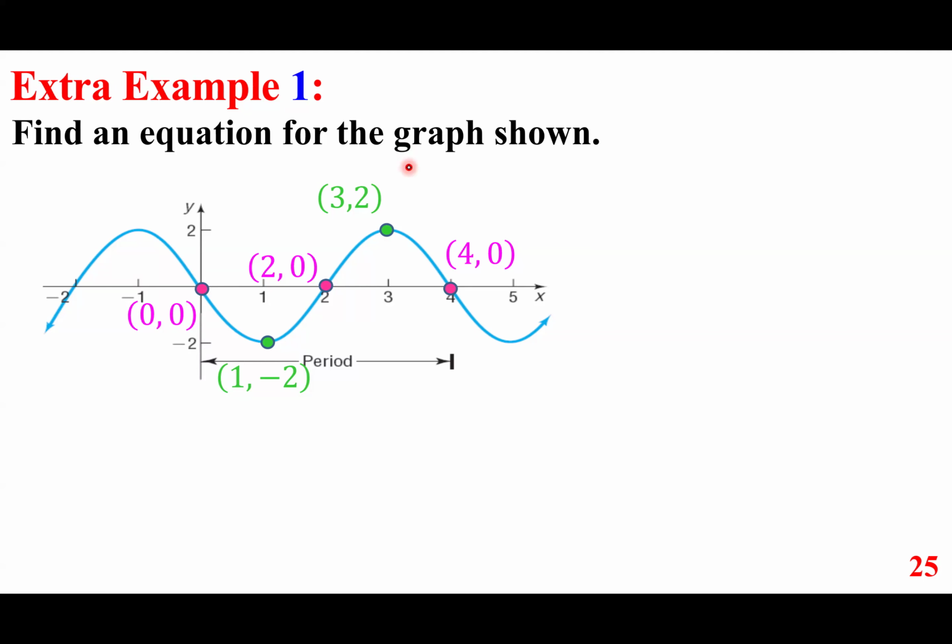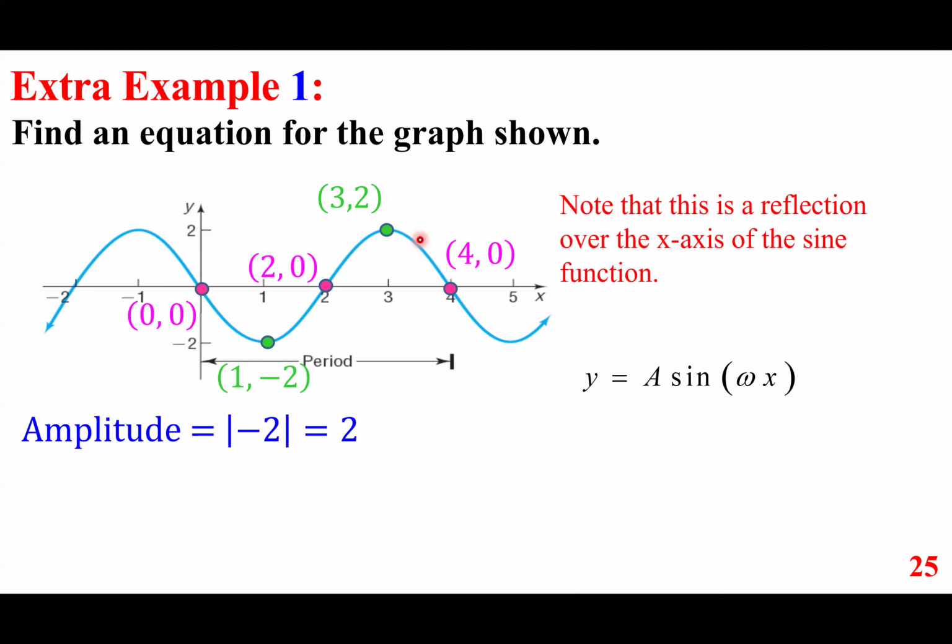So definitely this is a sine function. Looks like a sine function, in fact, that has been inverted. So a sine omega x. And there is no phase shift. Why not? Because it starts from 0, 0. So what is the amplitude? You see this distance is 2, so is this distance. So clearly, absolute value of negative 2, I have to say it has flipped over, which makes it 2. In other words, note that this is reflection over the x-axis.